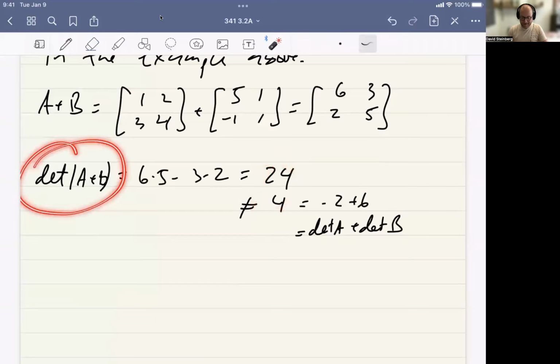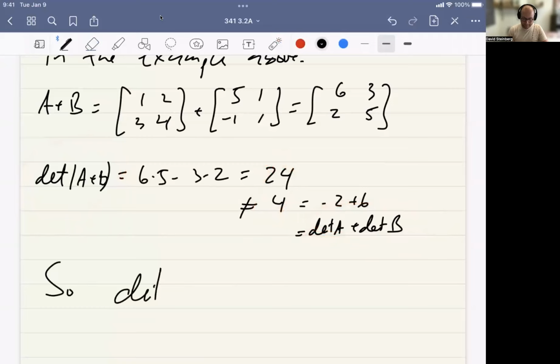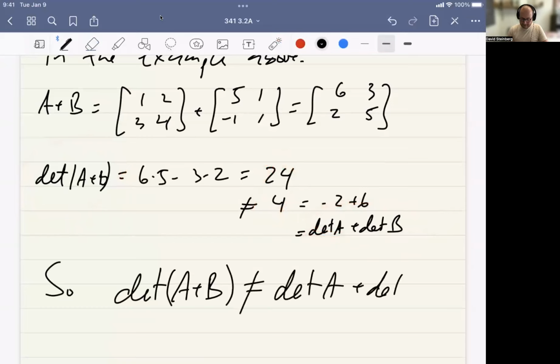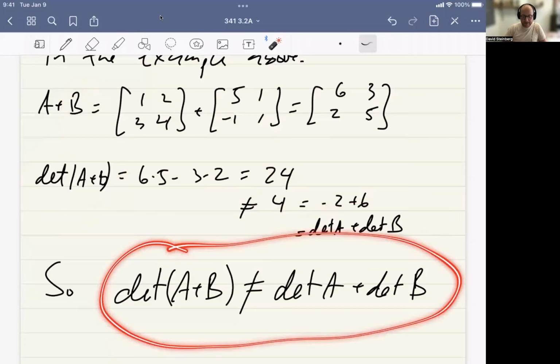And so the determinant of the sum is not equal to the sum of the determinants. And I encourage you to find any other example and check and see. And unless one of your matrices is the zero matrix, I think this inequality is still true.